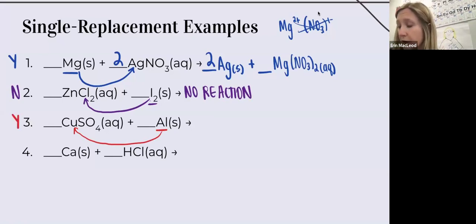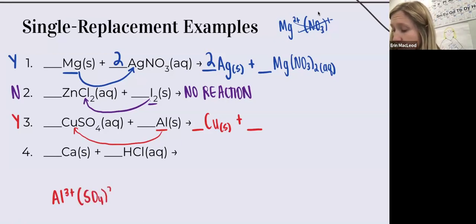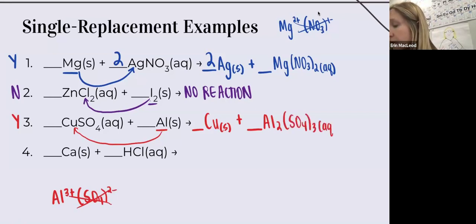When we go to write our product, again, you don't have to write it in this order, but I find it easiest to write the one that gets kicked out because it is just its symbol for the most part. Copper is a solid at room temperature. And then you've got to pair up aluminum with SO4. And again, it's all about your charges. Aluminum is in group 13, so it's a 3+. Sulfate is SO4 2-. Cross. So Al2(SO4)3, on the back of your periodic table. The solubility rules will say aqueous for that one.